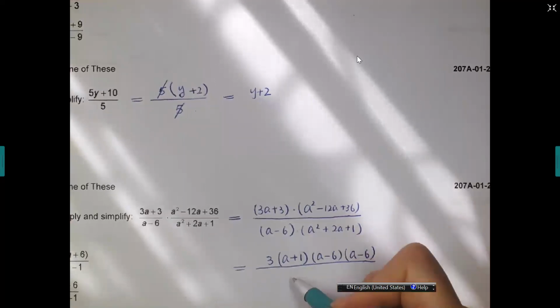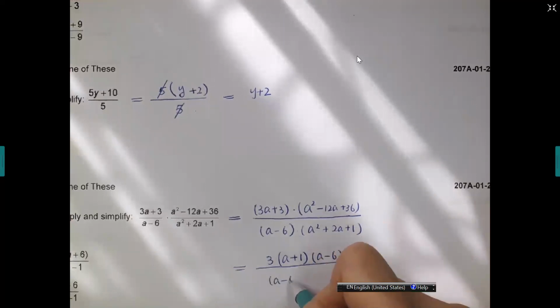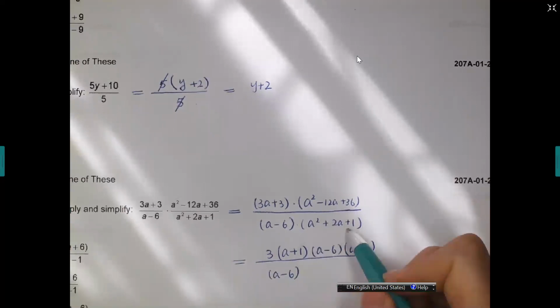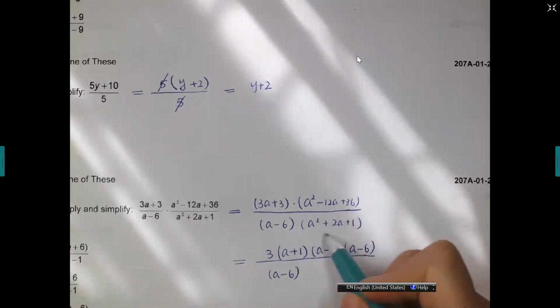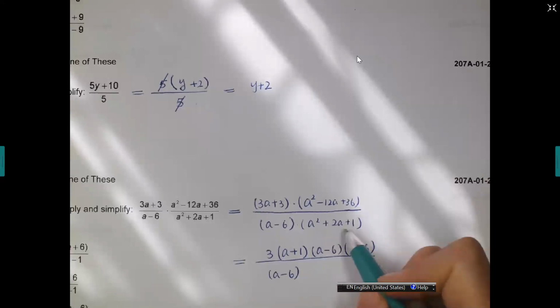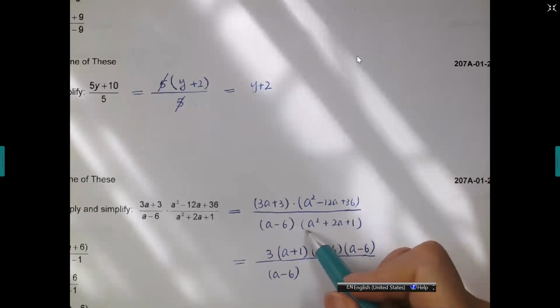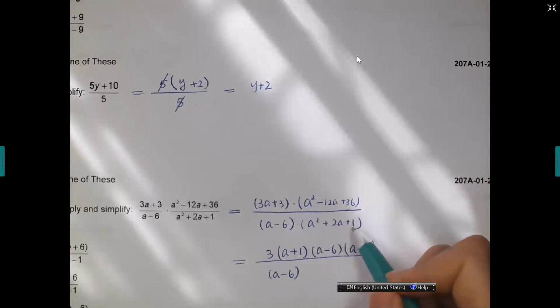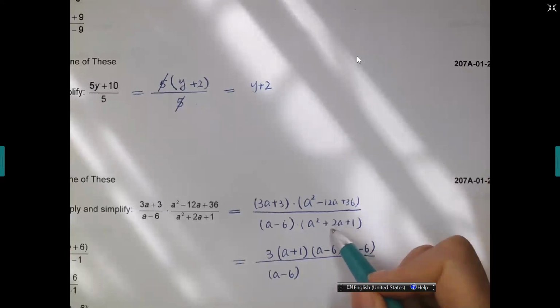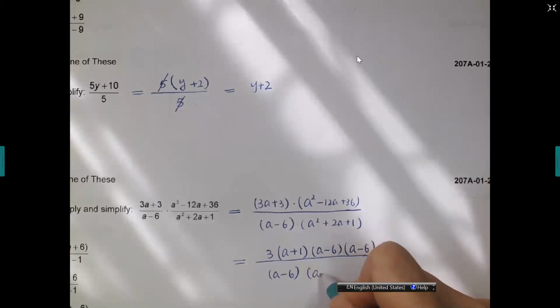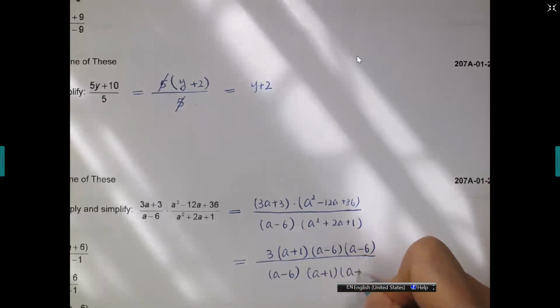Move on to the bottom. A minus 6. This is a prime polynomial, not factorable. Then when I have the second parenthesis on the denominator, I notice, okay, leading coefficient is 1. I need two numbers. Product is 1, sum is 2. What are the two numbers? 1 and 1. 1 times 1 is 1. 1 plus 1 is 2. So I have a plus 1 times a plus 1.